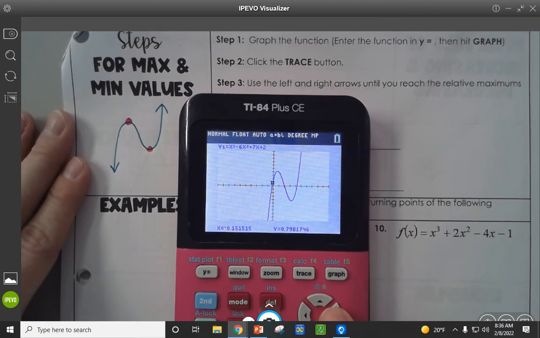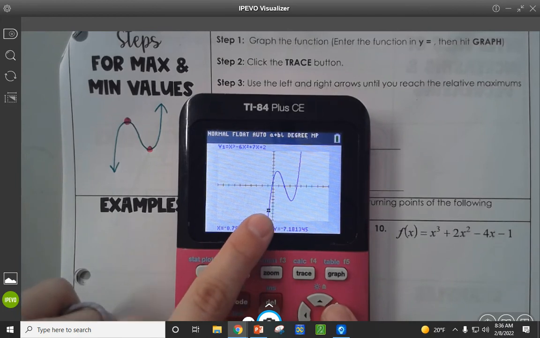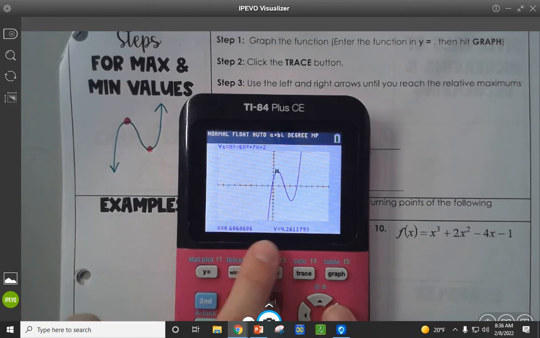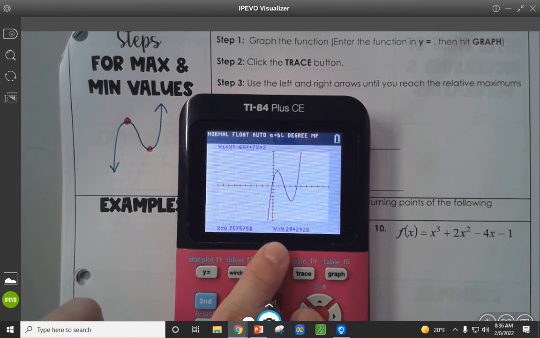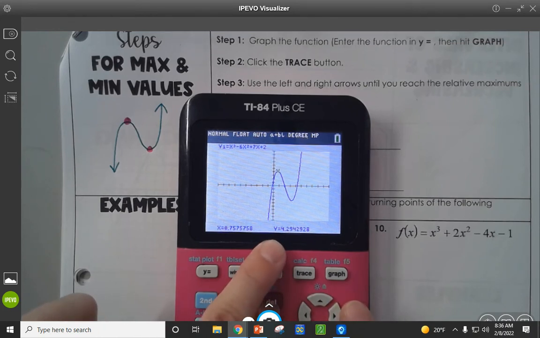So use your left and right arrow. If we start at the very left, where the blinking cursor is down here, and I'm going to move right, my dot is going up, up, up, up, up until it reaches the top of the hill. We want to find where my y value is the highest. If I move left and right a little bit, the biggest y value for me is 4.294. Yours might be a little bit different, but it should be close.